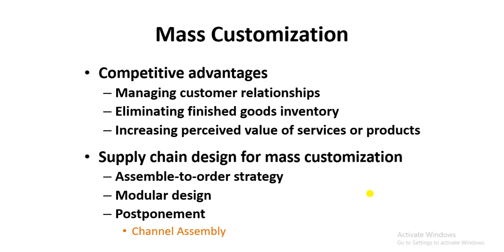Similarly, with mass customization you eliminate finished goods inventory. It means that in mass customization, you are not already producing the finished goods, rather you are having the main components of those goods and you will assemble or fabricate them after receiving the customer order. So if you are using mass customization, then you are reducing the finished goods inventory, and that is another advantage of the mass customization strategy.